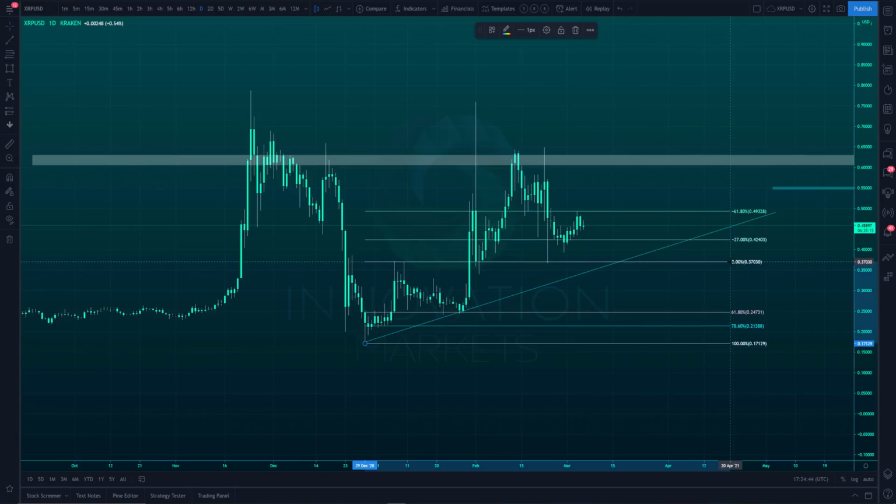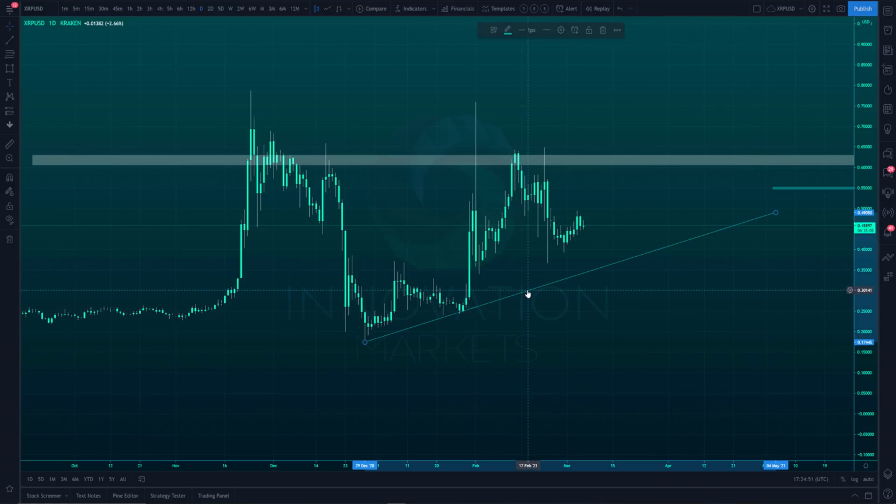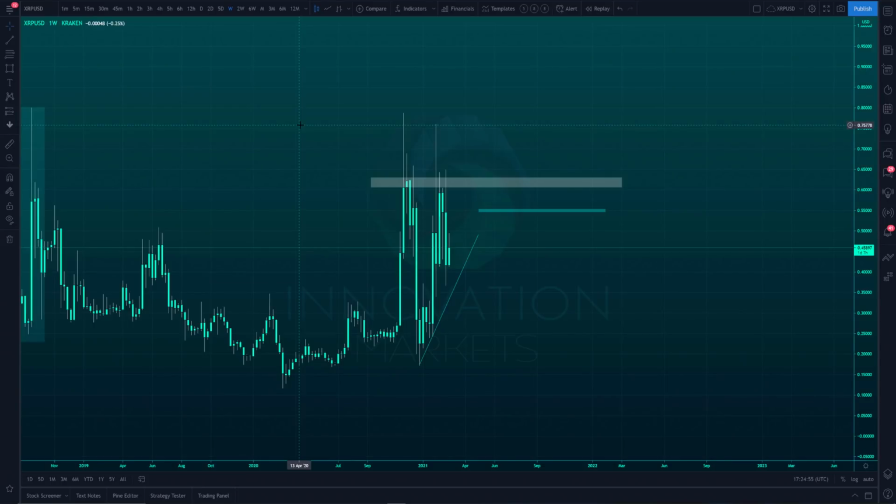Fast forward a bit more, the same levels have come through time and time again as support and resistance. Have an experiment with this tool. Use it to your advantage. Try them on different time frames. Try them in different areas. Just try and experiment with this tool.